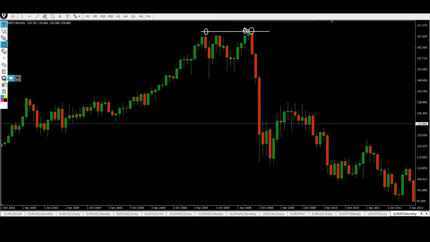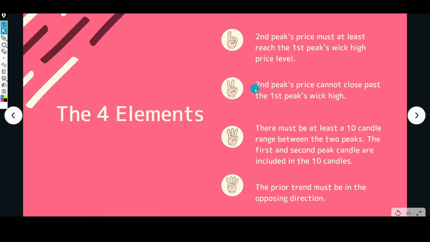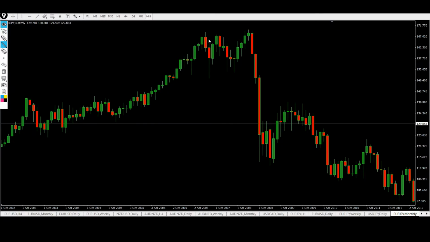Let's go on to number 2. Alright, the second peak's price cannot close past the first peak's wick high. Okay, let's go check that. The first peak's price high will be this level. And in this case, the second peak does not have any closes above that price level. So number 2 is cleared also.